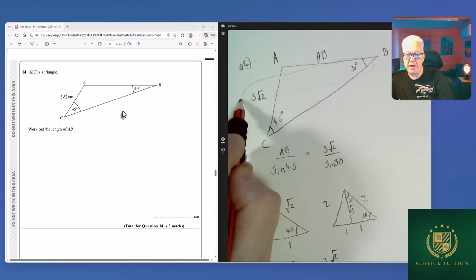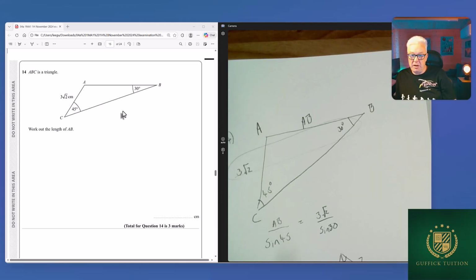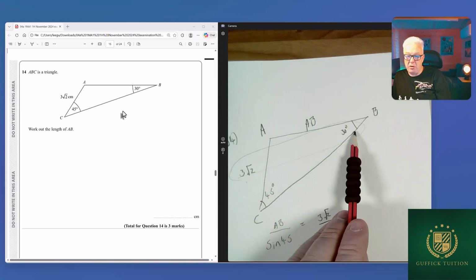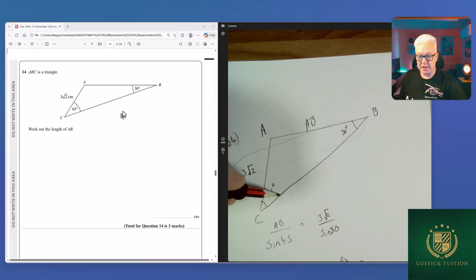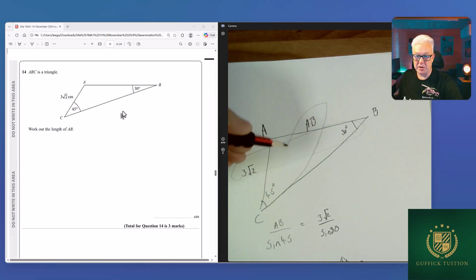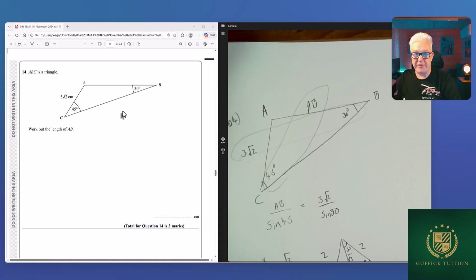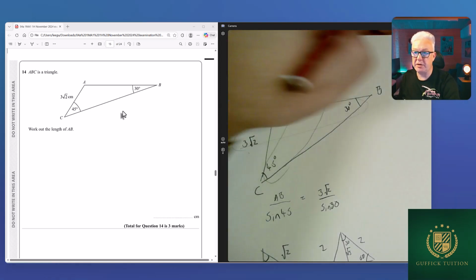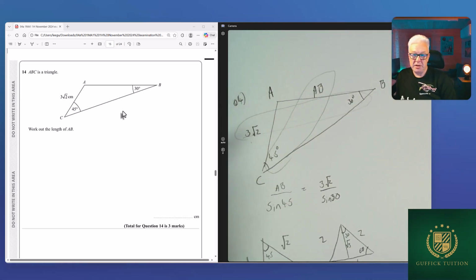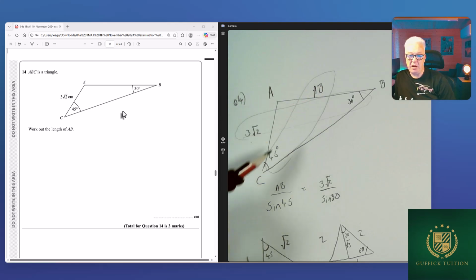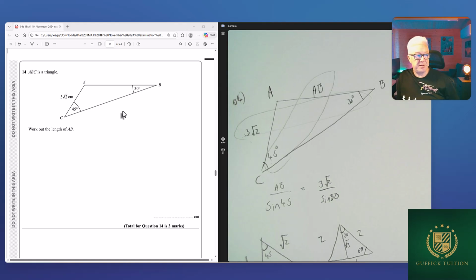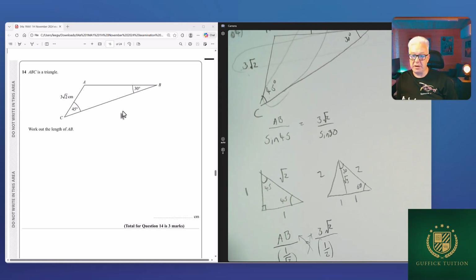What do I mean by a matching pair? We've got a side and an angle opposite. And we're trying to find something out about another matching pair, another side and an angle opposite. And when you have that pattern, that is the sine rule that we're going to be using. So we're going to say that AB over sine 45 is equal to 3 root 2 over sine 30. So that's the pattern that we're going to use for the sine rule.